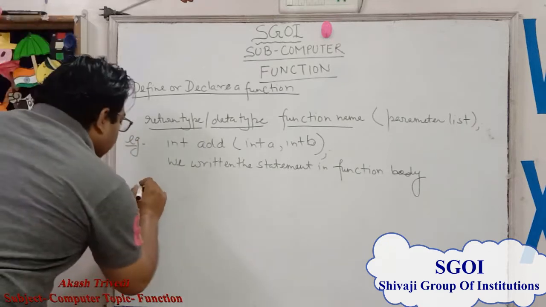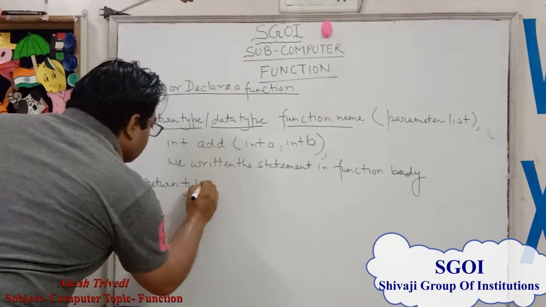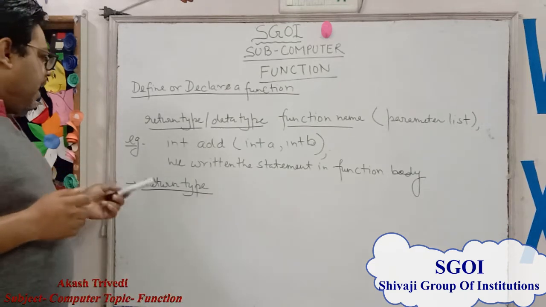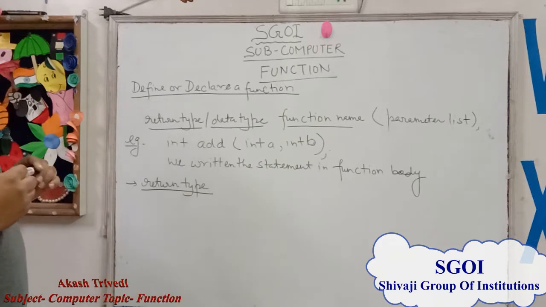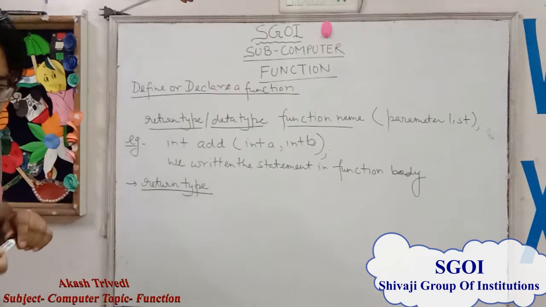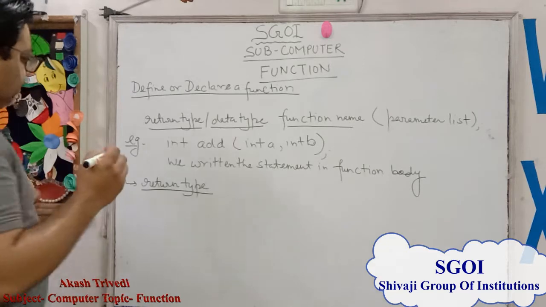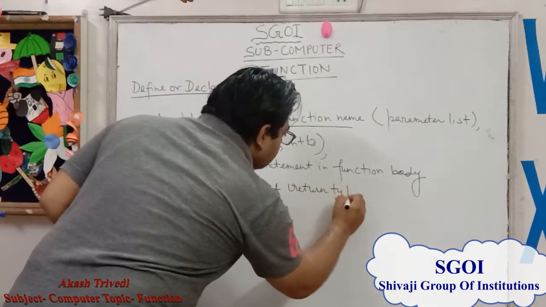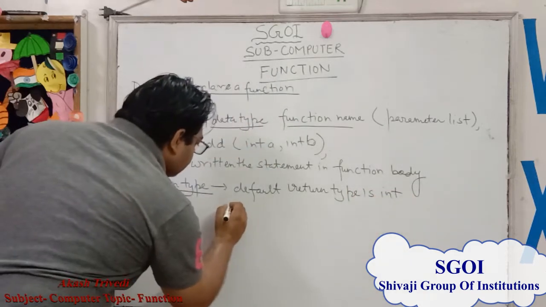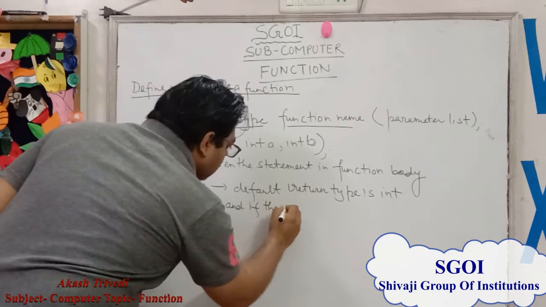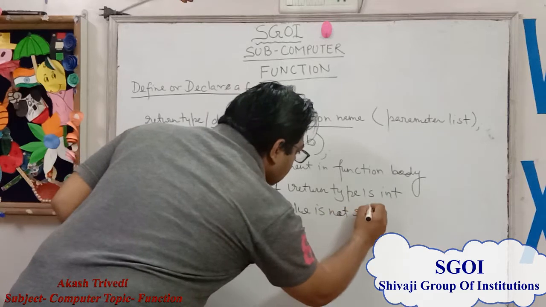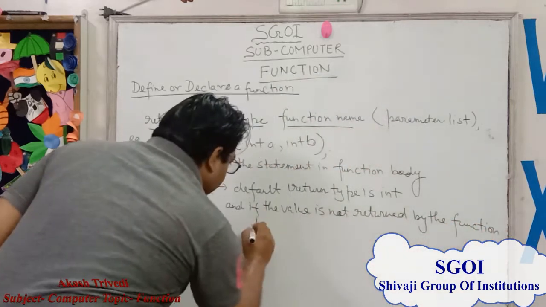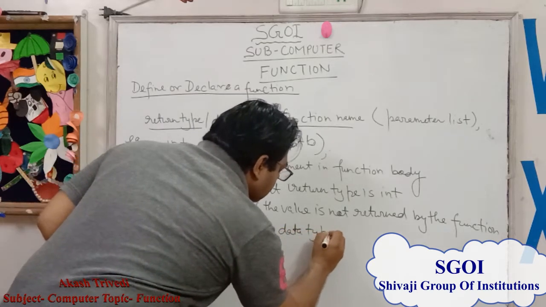Firstly, we understand what is return type. Every function has a return type. Generally, by default, the return type is integer. If there is no value returned, then its type is void. The default return type is int, and if the value is not returned by the function, then the data type is void.